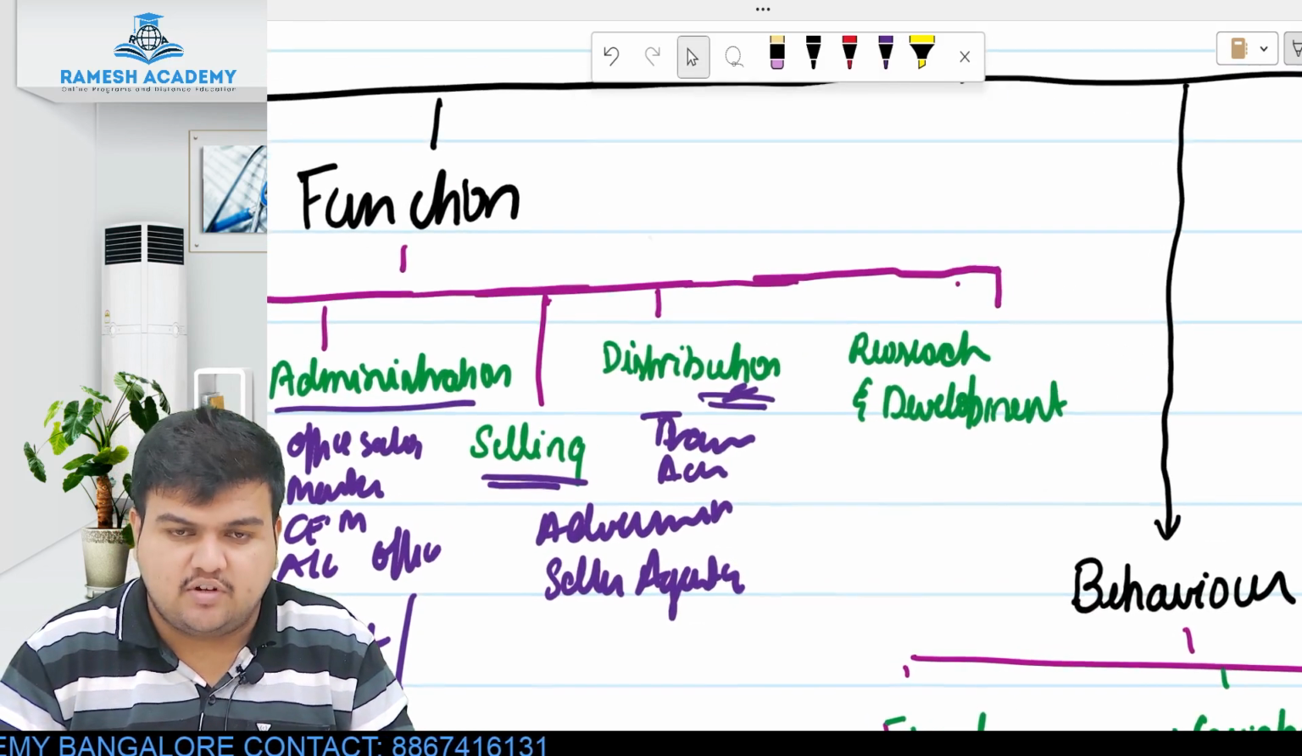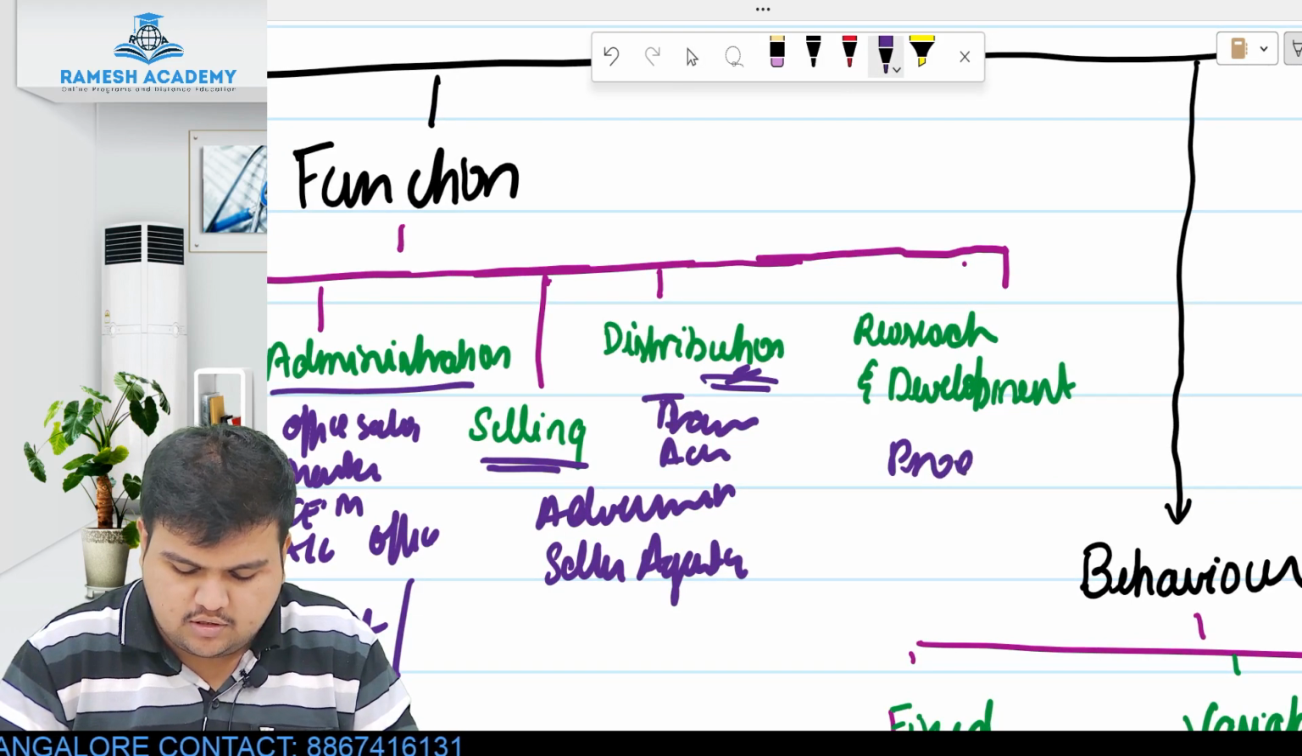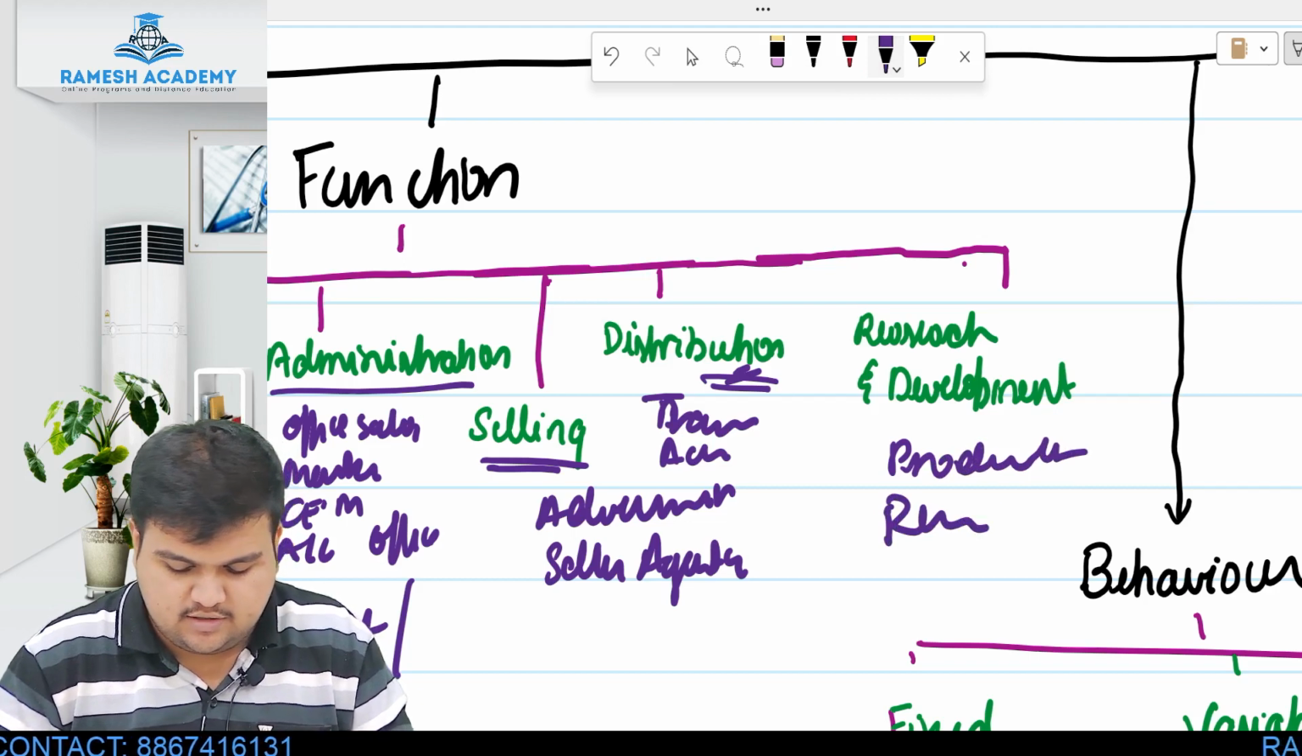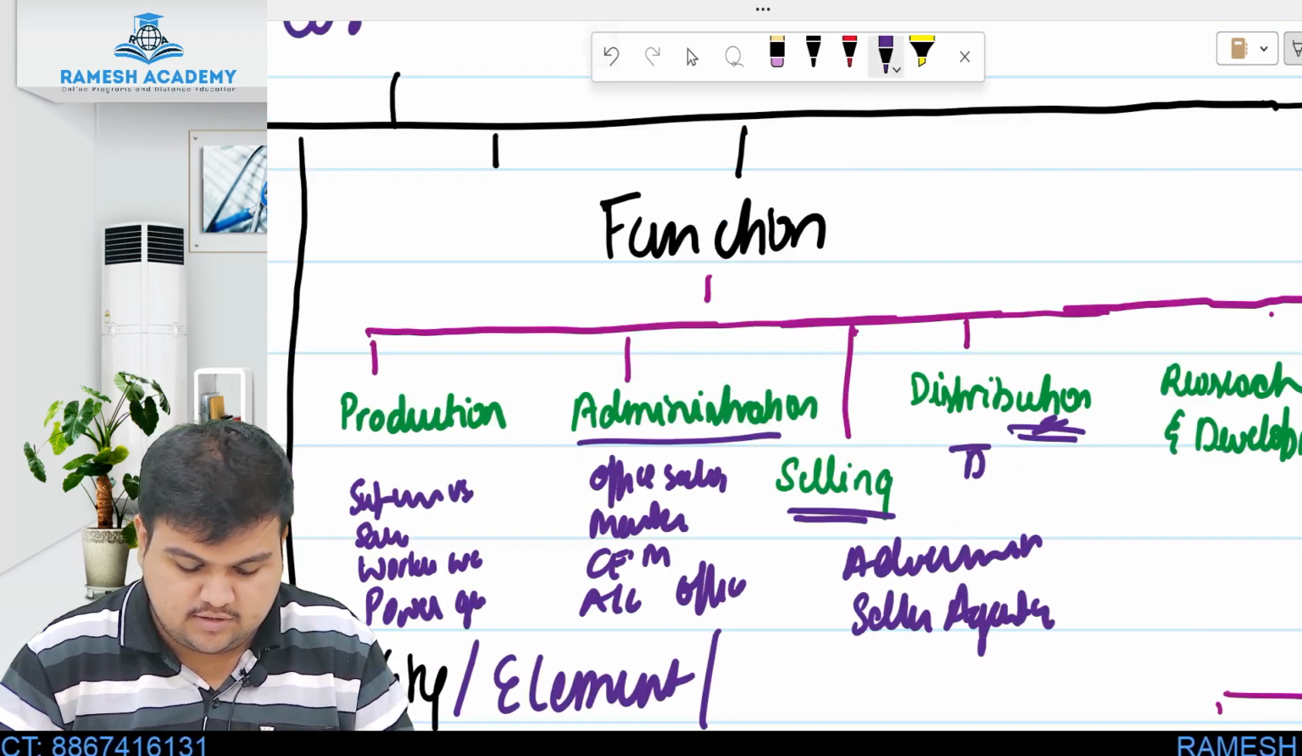Next comes research and development. Products used, certain materials used for research, then researcher salary. These are the things that you incur.